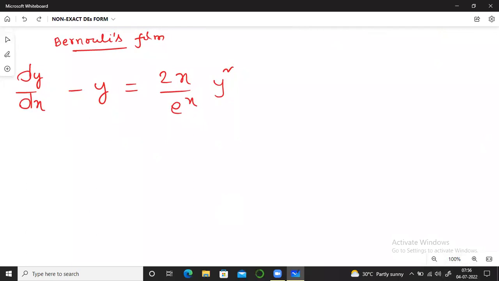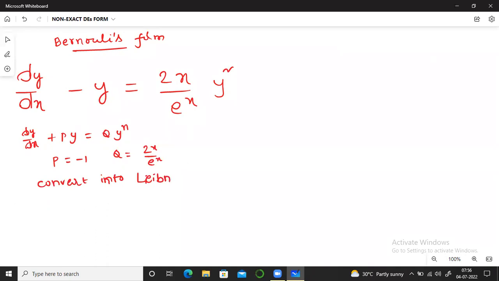How are we telling it is Bernoulli's form? Because it is dy over dx plus py is equal to q into y to the power n form. P is minus 1, q is 2x over e power x, but y power n is y square. It means n is equal to 2. But in this case, it is not linear form. So I have to convert Bernoulli's form into linear Leibniz form, or Leibniz form directly.